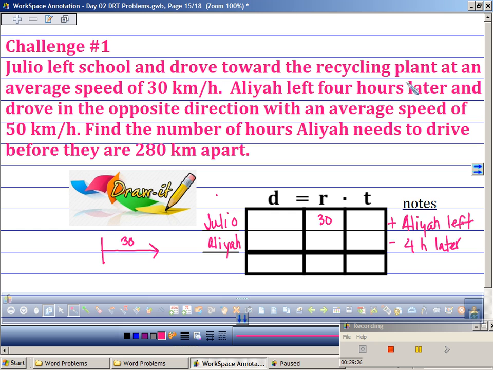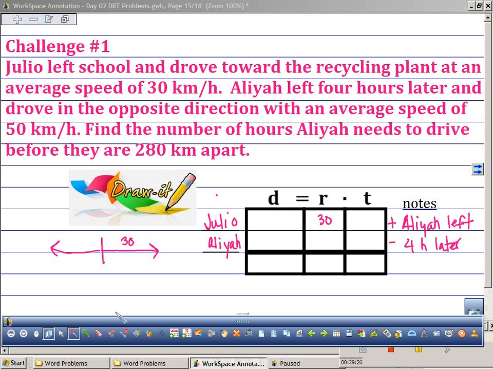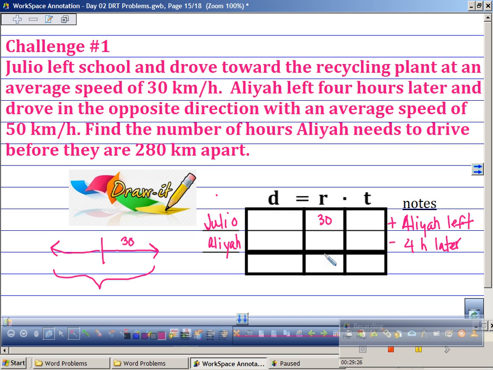So, Aliyah left 4 hours later and drove in the opposite direction. Opposite direction means same distance or different distance? Different distance. So we're going to have a total distance right here, right? Opposite direction with an average speed of 50. So he's going 50. No, she's going 50. He's going 30. He's going in that direction. She's going in this direction. Find the number of hours Aliyah needs to drive.